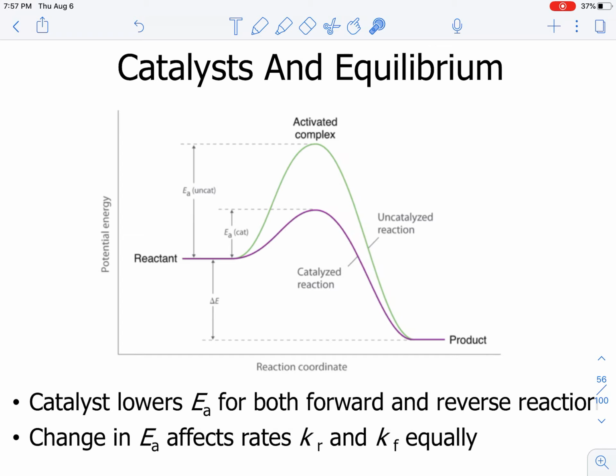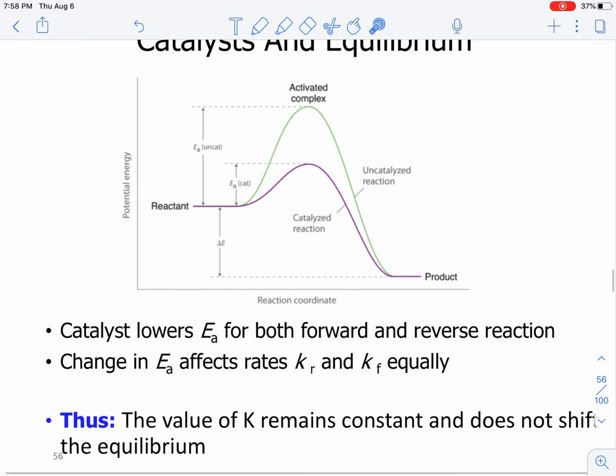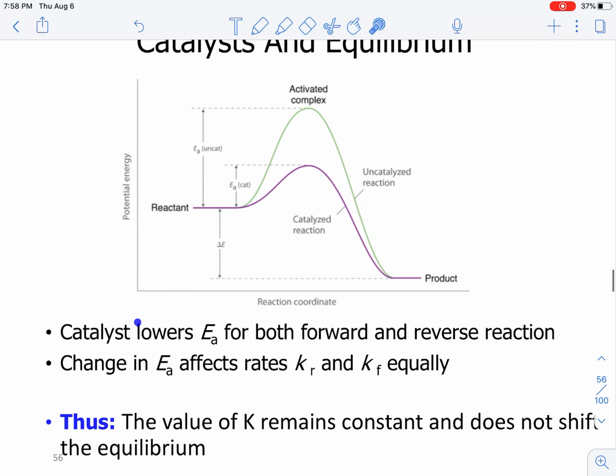And so because the catalyst lowers the activation energy in both the forward and the reverse direction, it affects the rate constant in the forward direction and the rate constant in the reverse direction equally. Since it affects both of these rate constants equally, the ratio of the two rate constants, K forward and K reverse, will remain constant, and therefore the equilibrium will not shift in favor of the reactants or the products if a catalyst is added or is present in a chemical reaction.